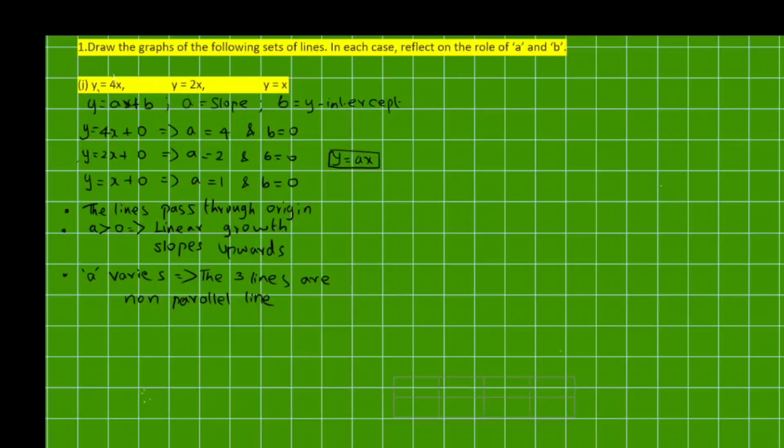These are the observations we can get from the given information, that is y is equal to 4x is one straight line equation, and y is equal to 2x another one, y is equal to x. B is 0, so that y is equal to ax. The equation is in the form of y is equal to ax, means the line passes through the origin. If x is 0, y is also 0, so the line passes through the origin. And according to A's observation, the given relationship is linear growth with an upward slope, and A varies, so that all the three lines are non-parallel lines.